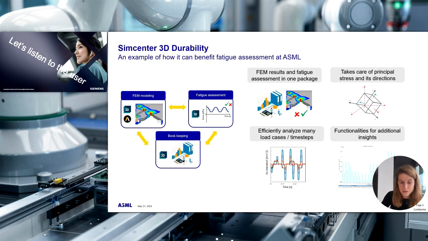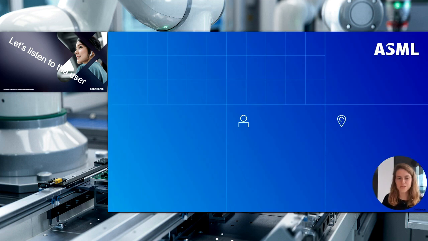So the tool durability will help us in identifying where, when, and why fatigue failure occurs. It can help in preventing errors, and it makes the overall workflow more efficient. So that brings me to the end of my slides, and I hope I have been able to give you some insights in why fatigue assessment is relevant for ASML and how we get the best out of durability, where we really see the benefits of durability compared to our previous way of working. Thank you for your attention.